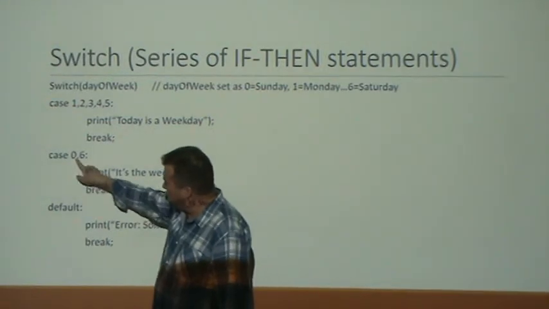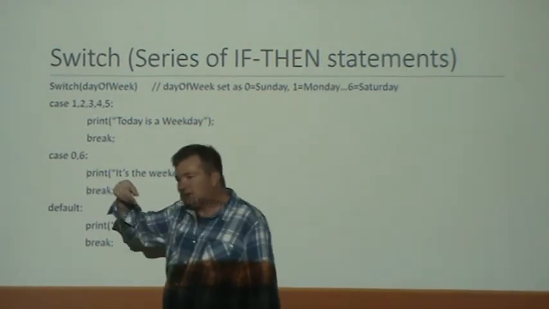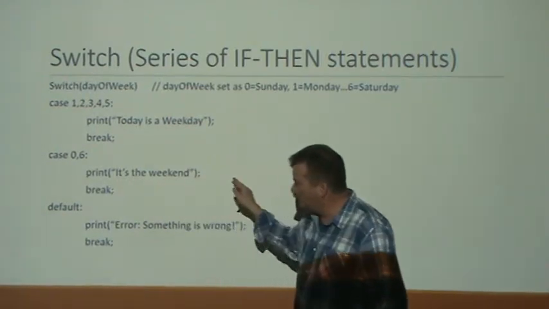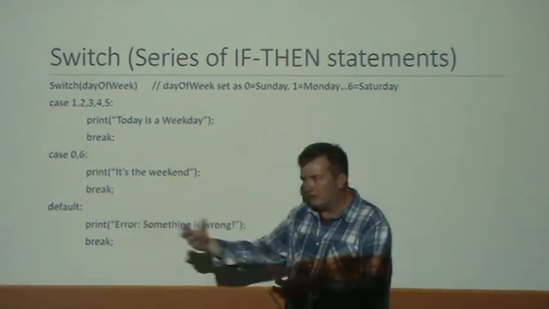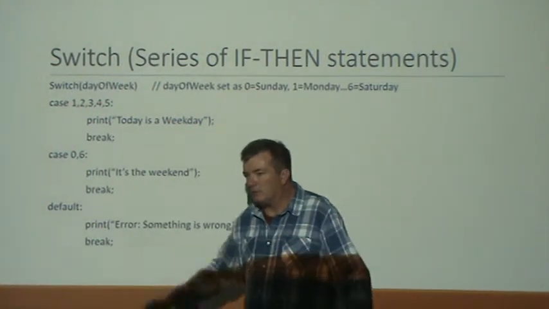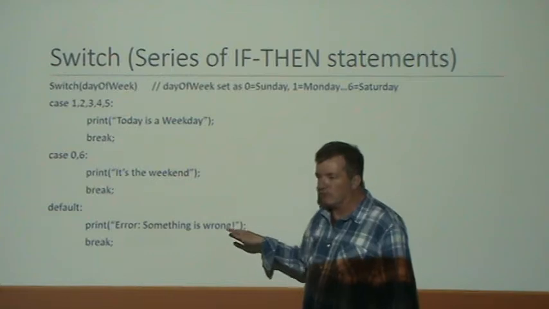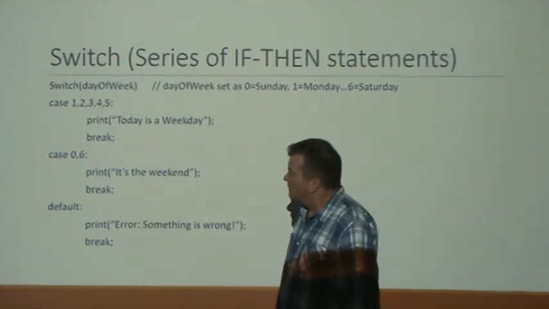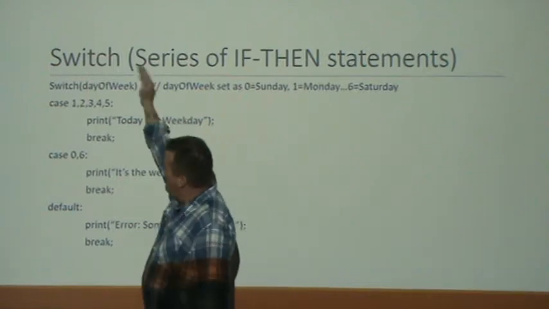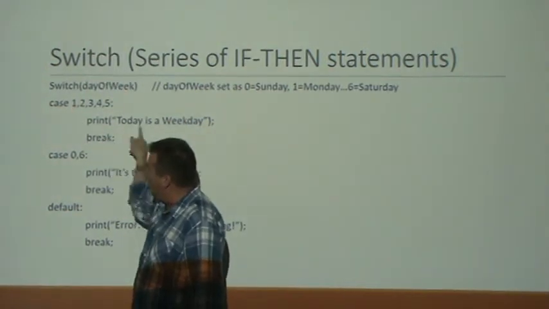If today is either 0, meaning Sunday, or 6, meaning Saturday, we could print today is the weekend. And if for some reason whoever sent us the day of the week didn't give us a number between 0 and 6, we have some bad number and don't know what to do, we'd say something's wrong. Right? So now the idea is, it's kind of like you're saying, if this is true, print that.